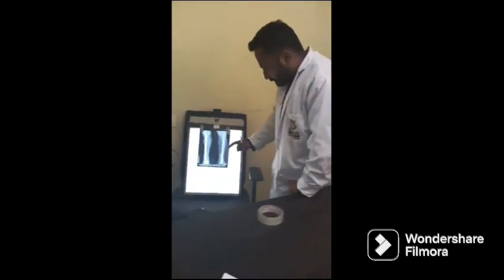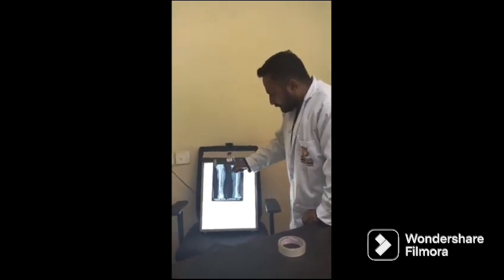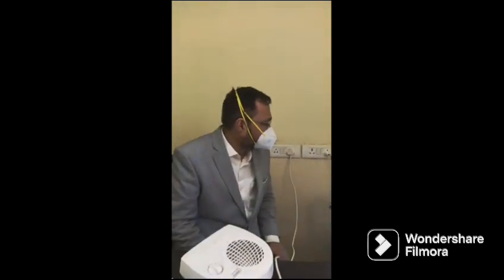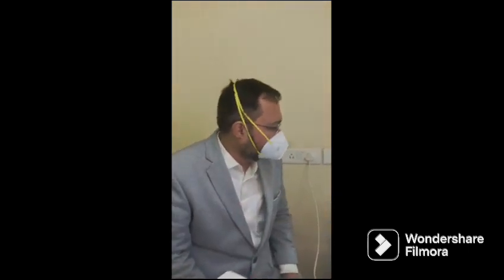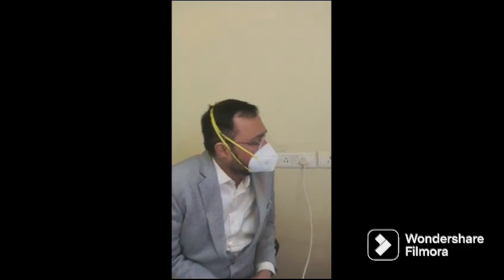X-ray of the left leg, AP and lateral view, showing a skeletally mature or immature skeleton? Skeletally mature. Why? Sir, the epiphysis is fused. Very good. So it is a mature skeleton. So how do you read? What is the formula of reading an X-ray?